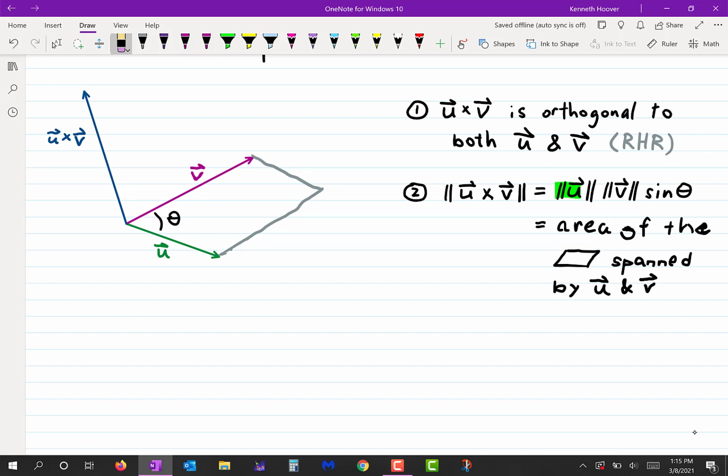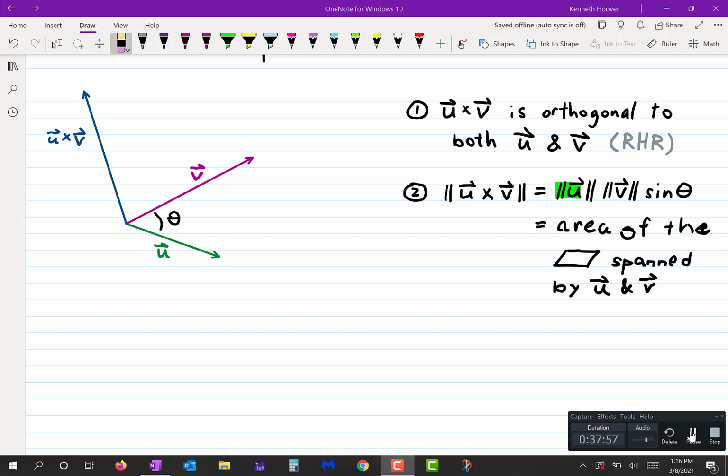And by the way, you can even use that to find areas of triangles now too, because look, what if you wanted to find the area of this triangle right here? Well, that triangle is just half of the parallelogram spanned by u and v. So the area of that triangle is half of the magnitude of u cross v. Okay? Very nice that you can use this stuff to do geometry problems.